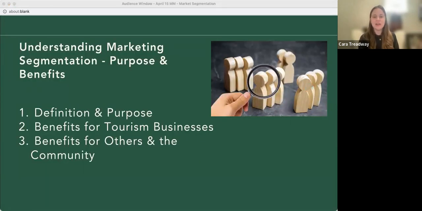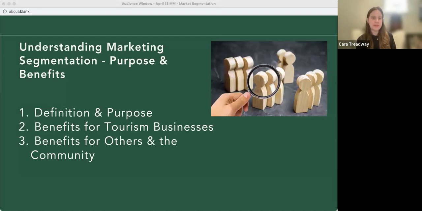Now on this slide, we are going to delve real quick into the definition, the purpose, and the benefits of market segmentation in tourism. So market segmentation involves dividing the market into smaller, much more manageable segments based on shared characteristics like demographics, psychographics, or behaviors. And the purpose here is to tailor your marketing efforts to specific groups. So that's ultimately enhancing customer satisfaction, as well as driving your profits by targeting groups of people that are most likely to be interested in what you have to share.